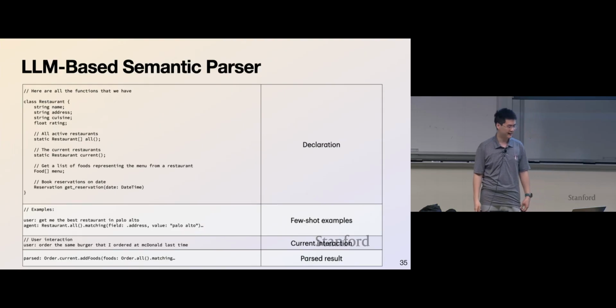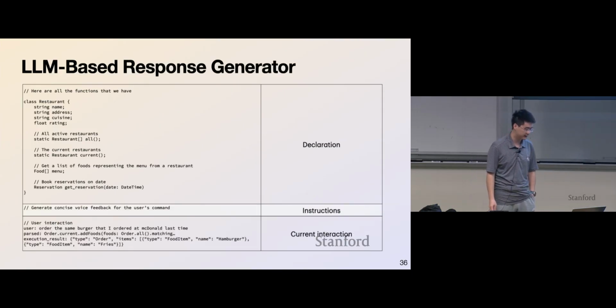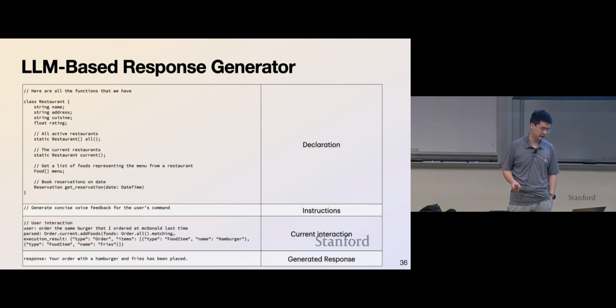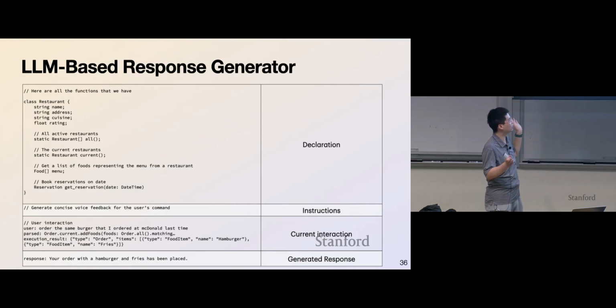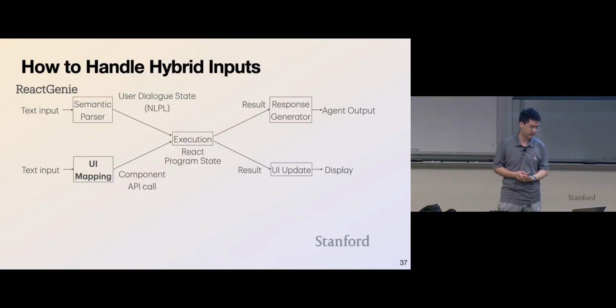Pretty easy. And for the response generator, we do similar things. We have the declaration, we have the instructions, we have the current interaction, and we also put in the results. So for example, if you say, order the food, then I will return that the actual order has been placed, and it contains this amount of food. And then the LLM will say, your order with a hamburger and fries has been placed. So that's the semantic parser and the response generator.